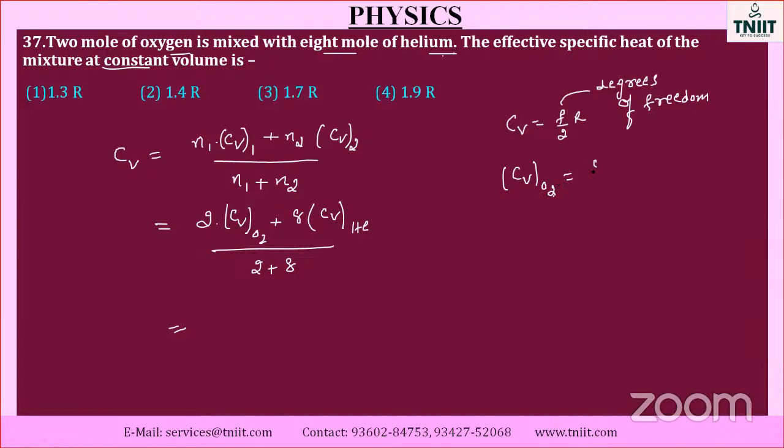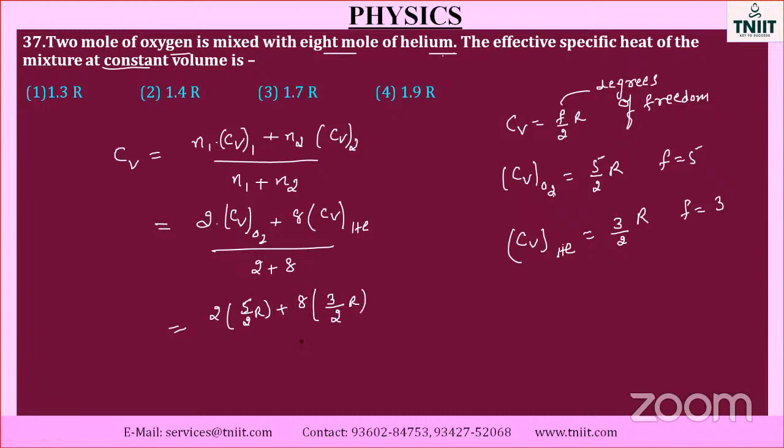Now, if you want to find the specific heat for oxygen, you know that for oxygen, the degrees of freedom is 5, so 5 by 2 R. What is the specific heat at constant volume for helium? Helium is monatomic. For monatomic, degrees of freedom is 3. For diatomic, degrees of freedom is 5. So you can substitute that. For oxygen it is 5 by 2 R plus 8 into, for helium it is 3 by 2 R, divided by 2 plus 8, will be 10.